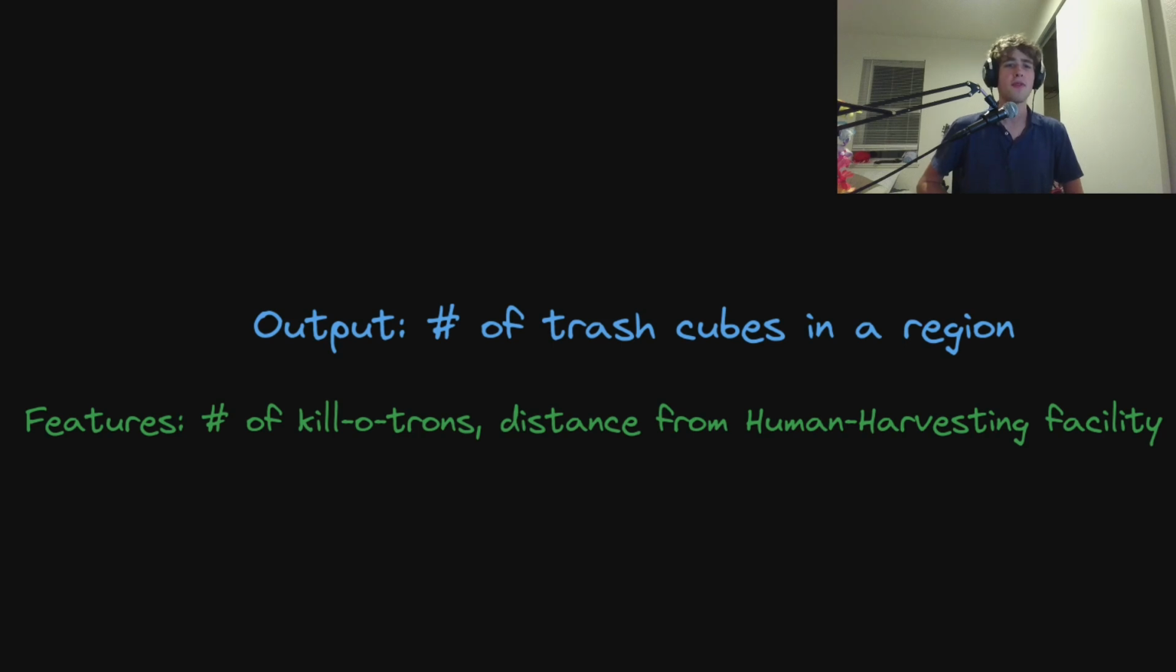And you can make a couple of little predictions. For example, the higher the number of kilotrons, maybe there's lots of trash cubes left around because there aren't many people left. And the distance from the human harvesting facility, well, there might be tons of trash because the robots, people stay away from the human harvesting facility. So we can see that these features scale linearly with our number of trash cubes in a region. This is the perfect type of problem to use linear regression on.